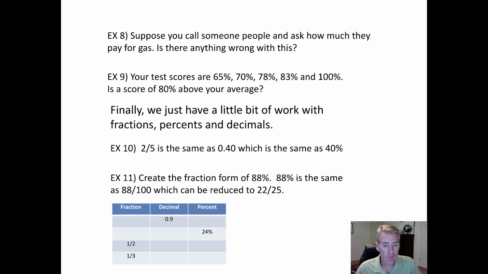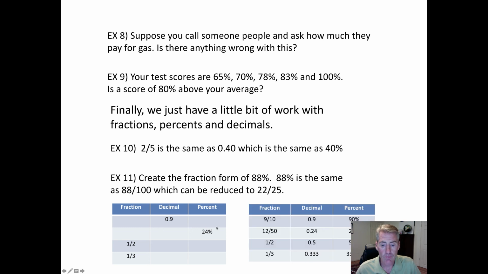So in this, fill in the blanks. A 0.9 is the same thing as 0.90. 0.90 is the same as 90%. So this would be 90%. This one's 9 over 10. For 24%, that's the same as 0.24. So this would be 0.24, and this would be 24 over 100.